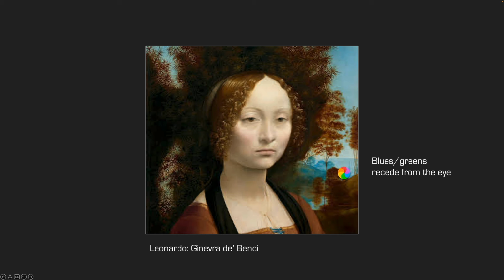Leonardo takes advantage of blues and greens receding in the Ginevra de Benci. She's a really warm tone. Everything here is warm tone. But look what happens as you go further back. These blues and greens recede, giving even more depth. Now this is a reproduction. This is the only Leonardo in the Western Hemisphere, and you can go to the National Gallery in Washington, D.C. and see her. And it's almost worth a trip to Washington to see this absolutely magnificent painting.